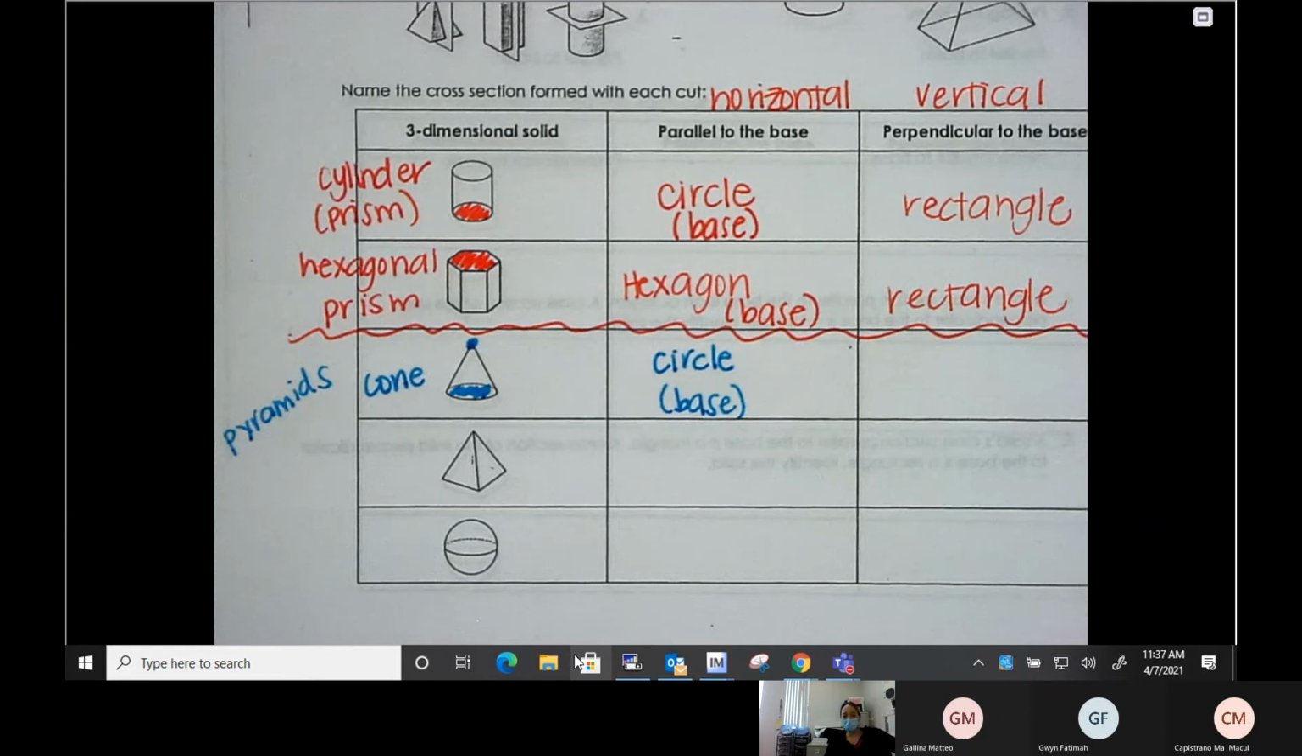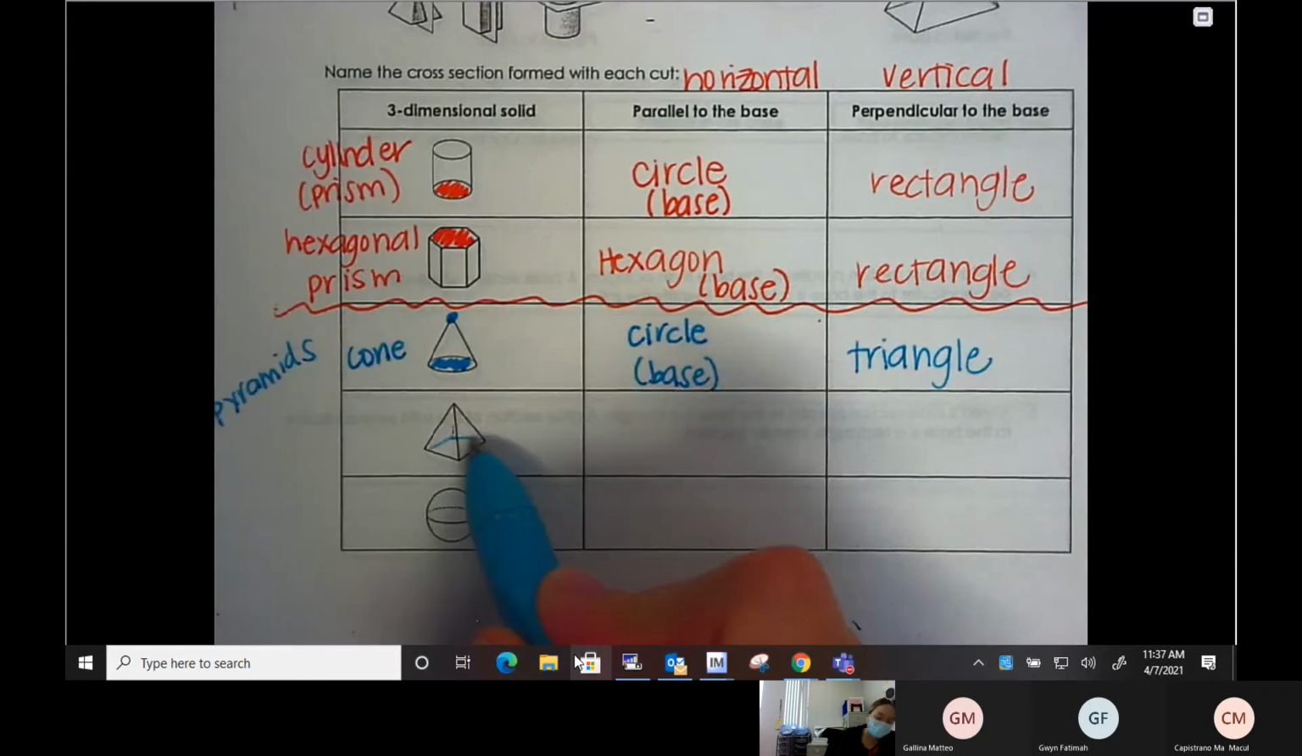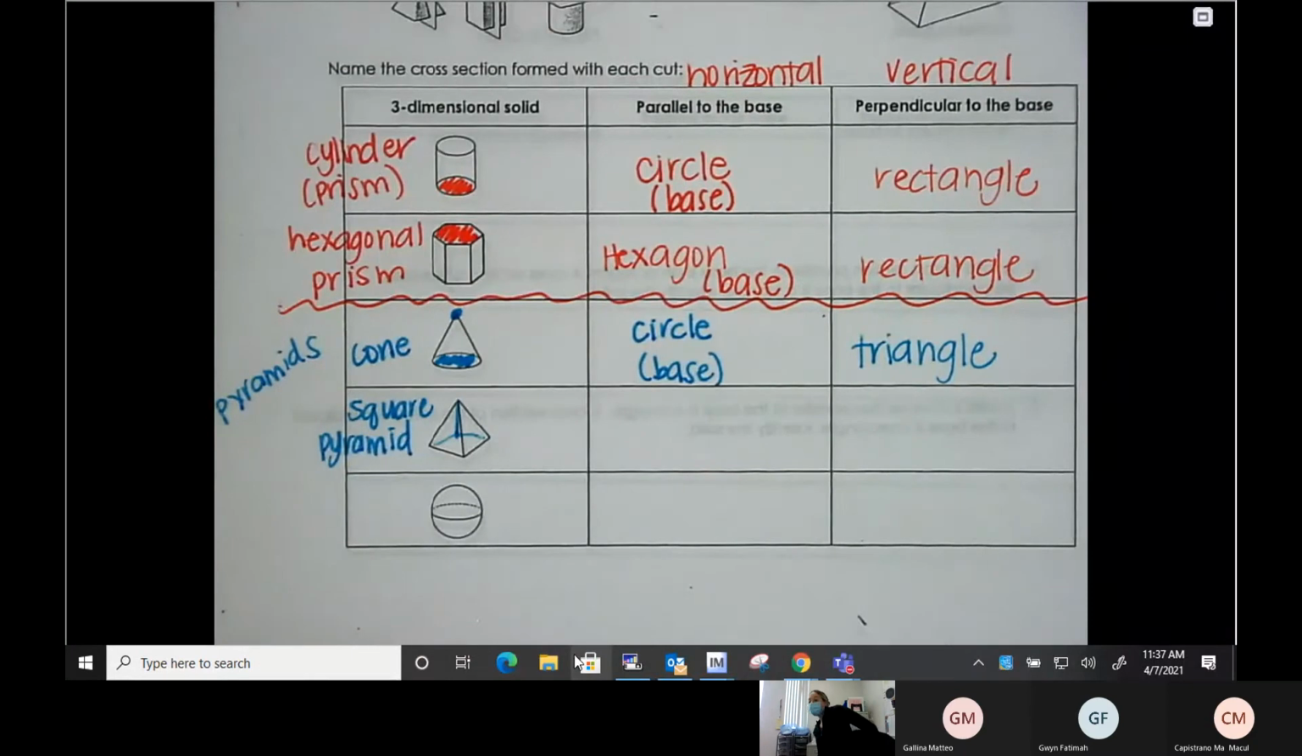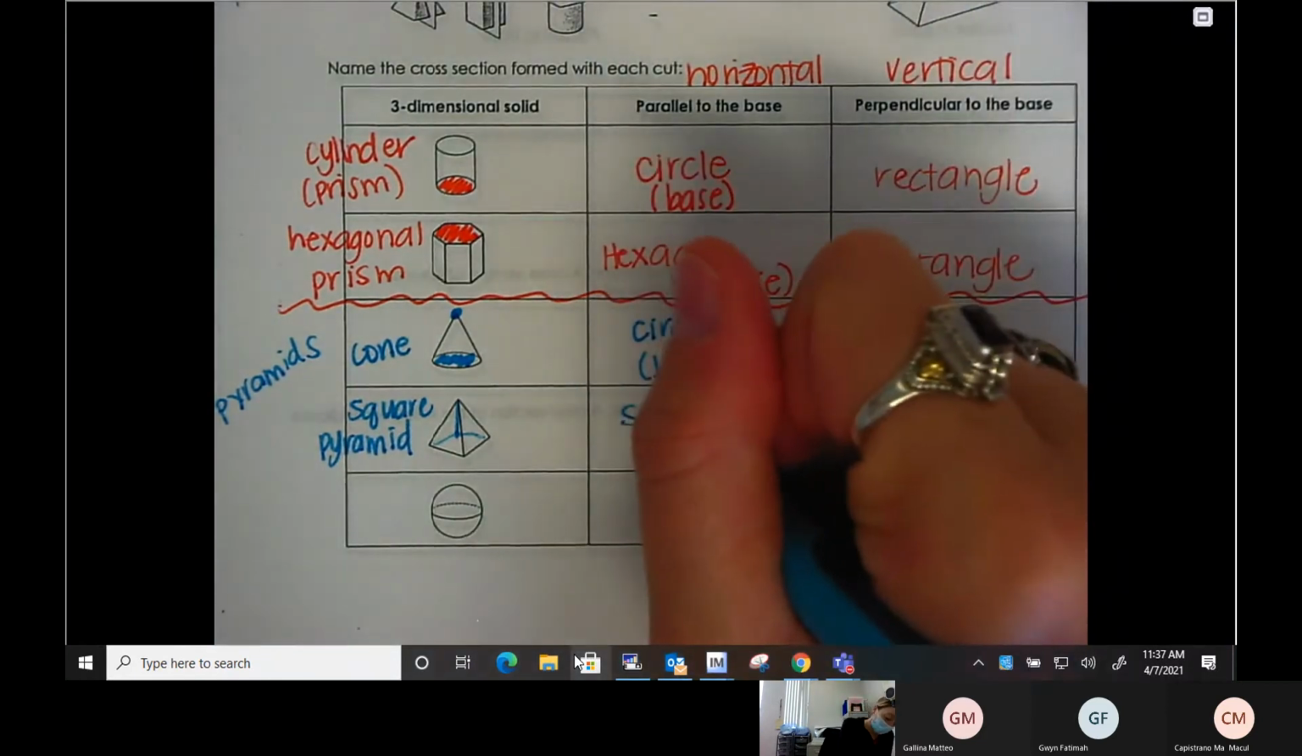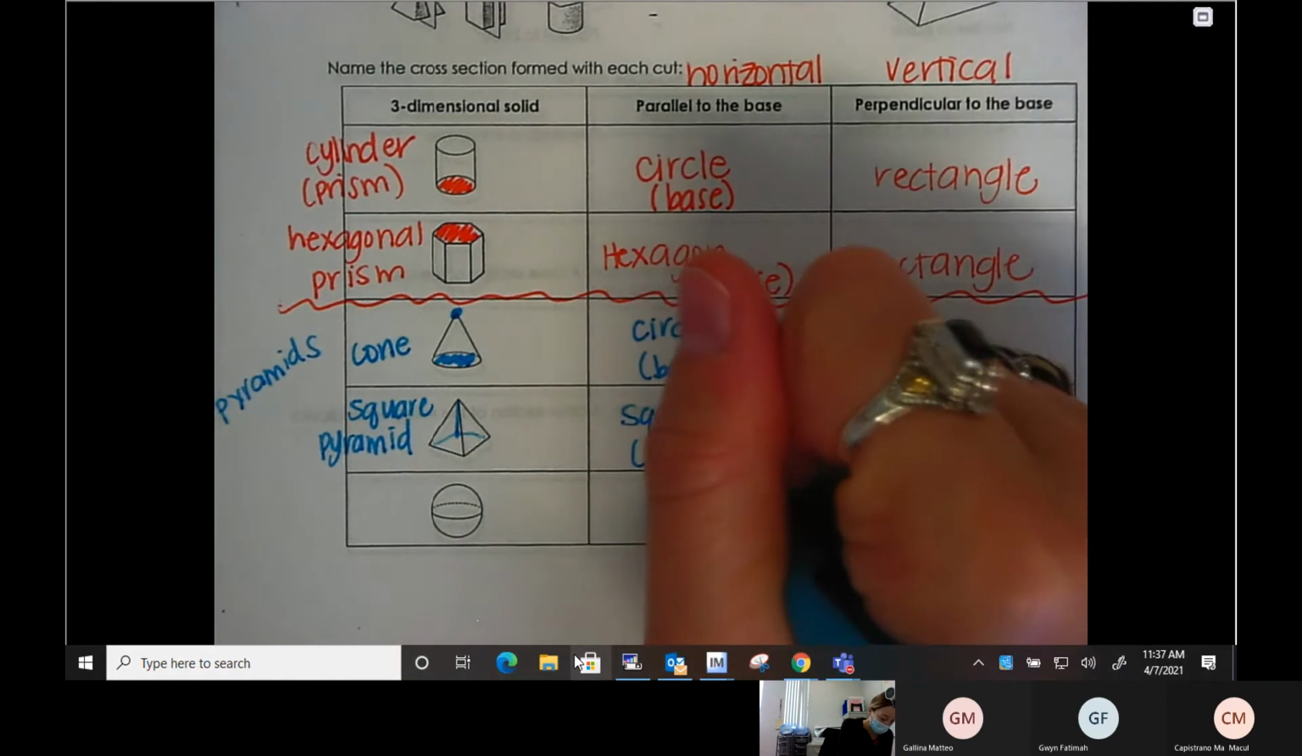Good. Now, the next one didn't print out very nicely. Sorry about that. It's supposed to be a square pyramid for the second one. A square pyramid. So sorry about that. It just didn't show up very well. Okay, so if I cut it parallel or horizontally, what shape am I going to get at the bottom? A square, which is the same shape as the base.